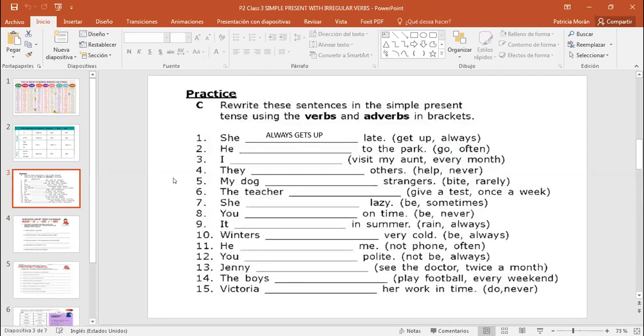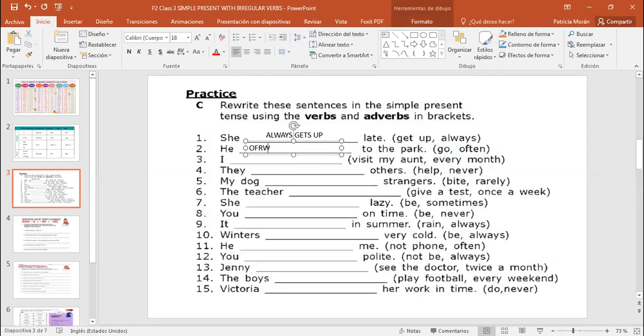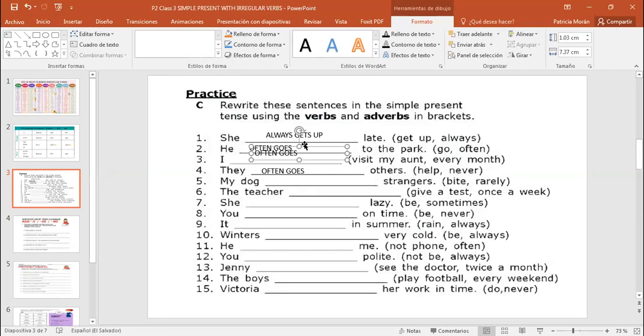Sigámoslo acá. Okay, so number 2 you said that is he? Often goes to the park, right? To the park. Very good. Okay, that's easy. Okay, number 3. How do you think is number 3? I every month visit my aunt. Ok, o podemos hacerlo al final el every month, ¿verdad? Yo puedo decir, I visit my aunt every month. Ok, very good. I visit my aunt every month.